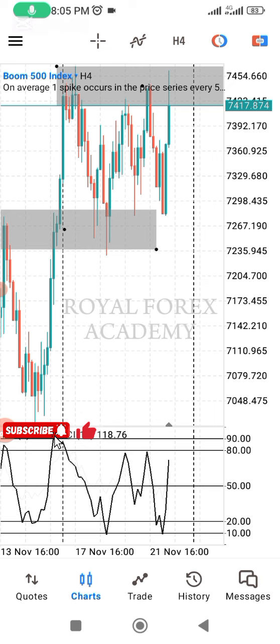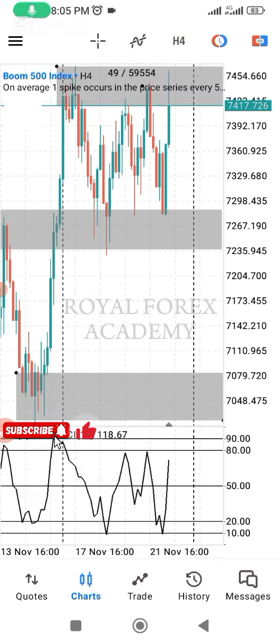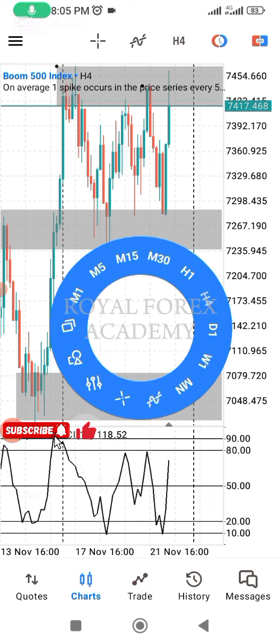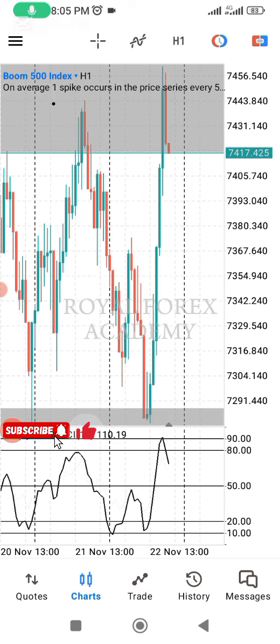And if you look at this point 2, this is my support zone. And here I am having another support zone. So if I look at my indicator window on H4, you realize that price is approaching my level of 80 and 90, which is my commodity channel index. So I'm going to move to my H1 time frame and see the price behavior.